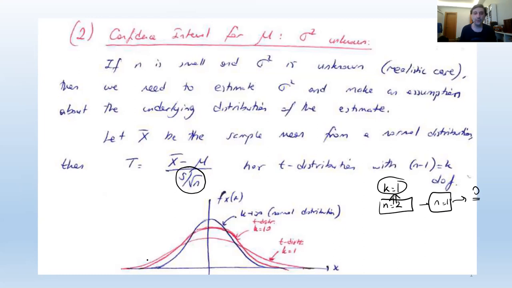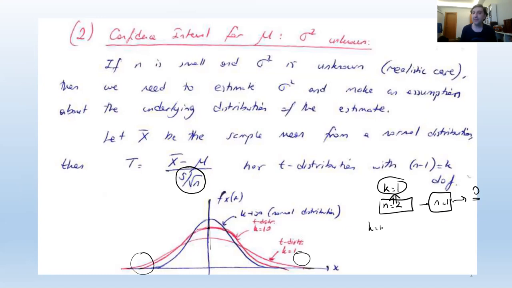K is equal to one is going to be the broadest distribution here. Note that still the expected value will be around zero, just like standard normal distribution. It's going to be a symmetric distribution, but it's going to be much broader. So there's going to be what we call heavier tails on both sides.